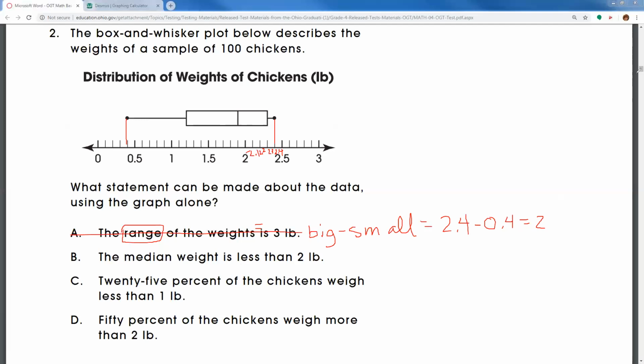Do you remember what median meant? The median is the middle number, specifically the middle line of the box. This line here is the median. So is that like 1.8 or something? No, 1.9. We have 1.6, 1.7, 1.8, and that would be 1.9. So is the median less than 2 pounds? Yes. So this is our correct one.